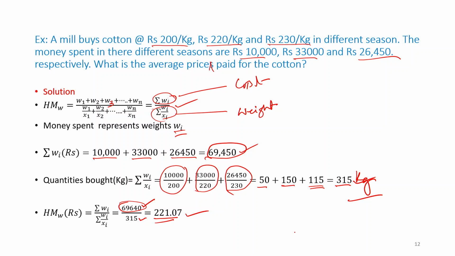So that becomes in a way our harmonic mean of the price of cotton. It is not the simple average.